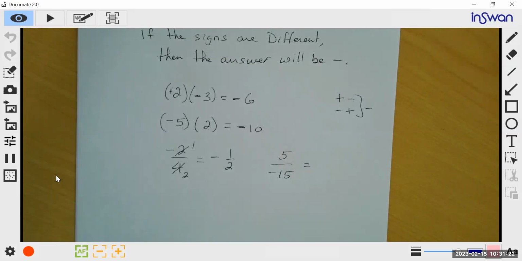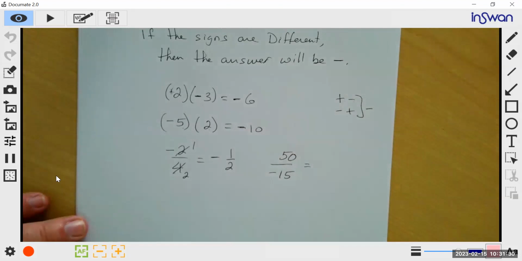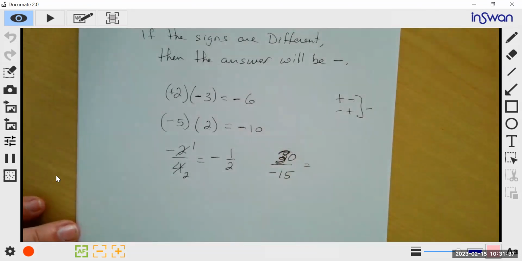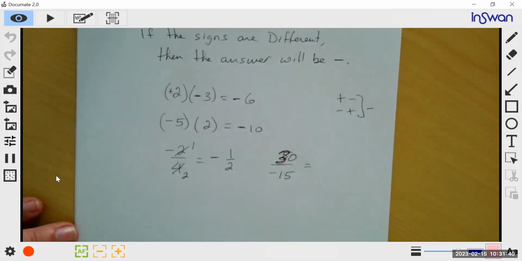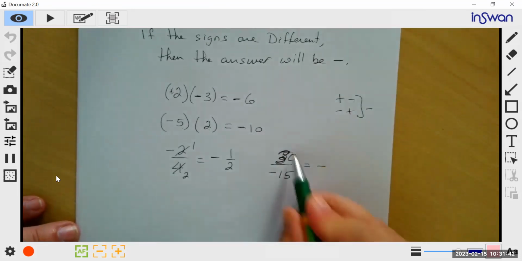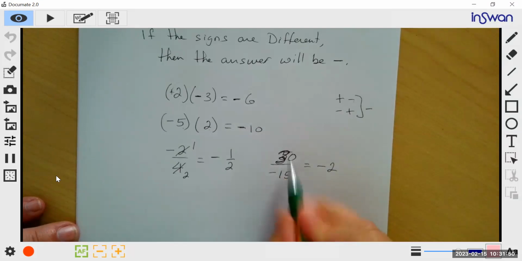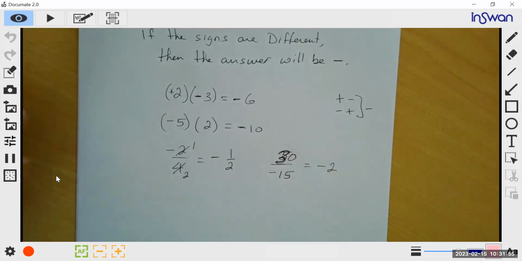When you do answers for division, do they have to be fractions? Good question. Let's look at this one. Well, yeah, this is going to be a fraction also. Let's make it 30. Is the answer going to be positive or negative? 30 divided by 15. Yeah, 15 goes into 30 twice, so the answer is -2. It just so happens if the bigger number's on the bottom, then you usually have a fraction.